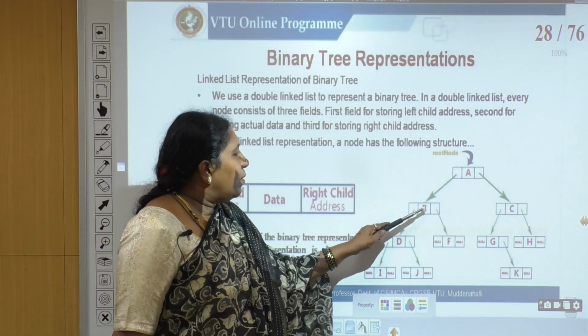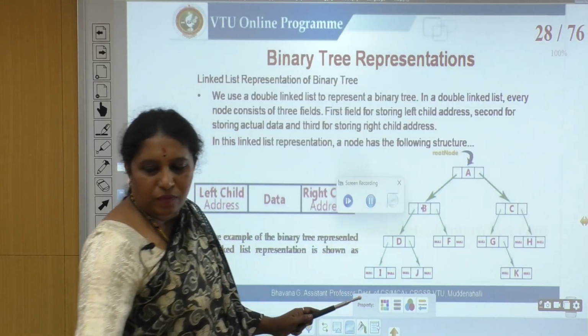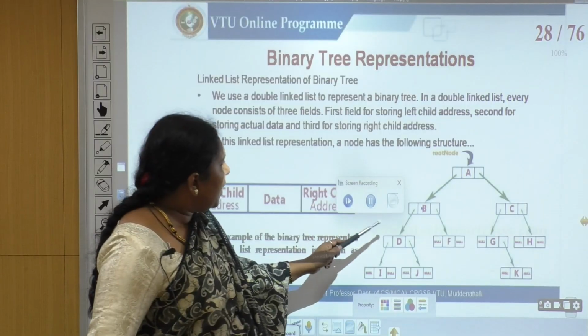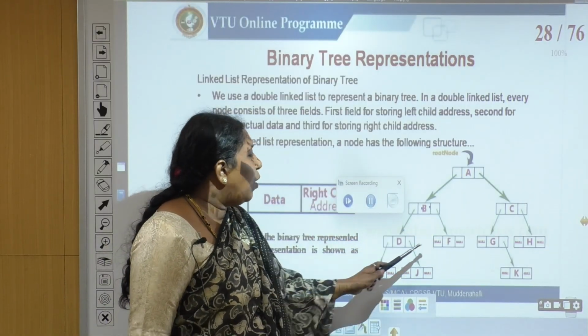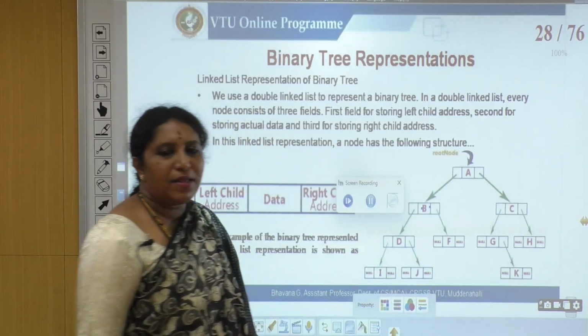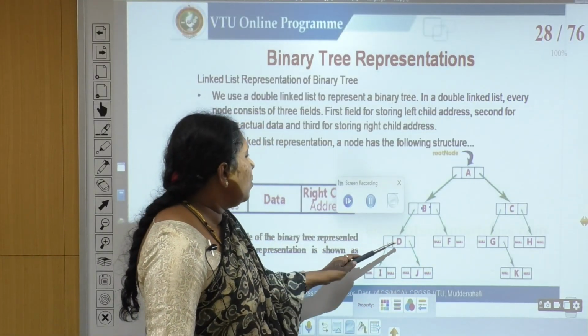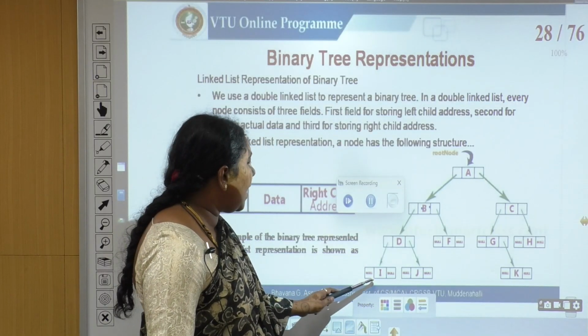Now B is connected to D from the left link. Okay. Then F is connected from the right link of B. Now F doesn't have any elements, so both links we mark as null. Now moving on to D, D again has two child nodes, that is I and J.